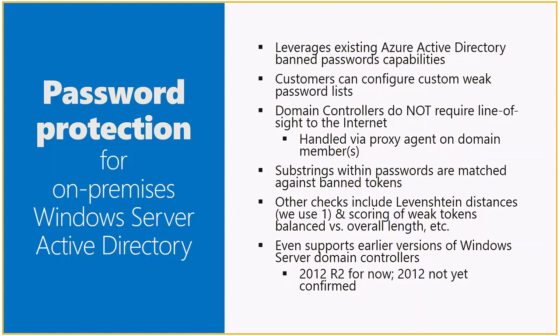on premises. So domain controllers don't need to talk to Azure directly. There's a proxy service that handles that. We'll go ahead and use the Azure banned password list service, and if someone tries to set their on-premises Active Directory password with a weak password, it'll say, sorry, no. That's a password that we won't let you use. And you can customize that. You can add your own passwords in.